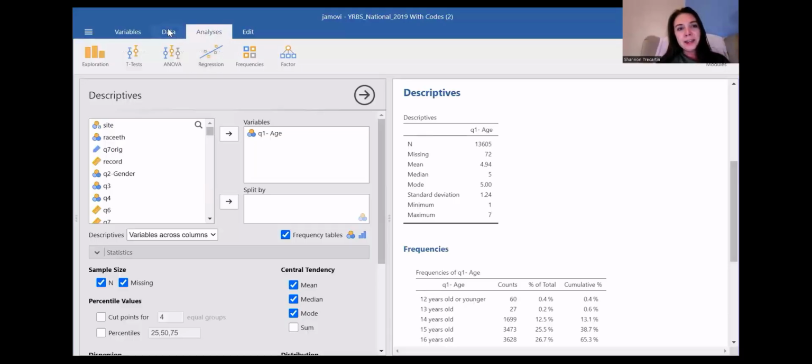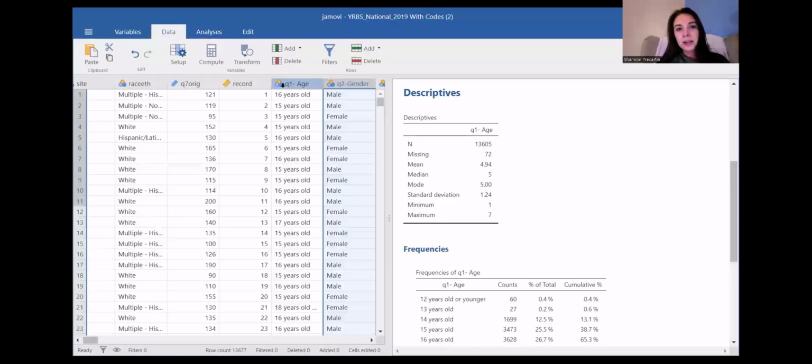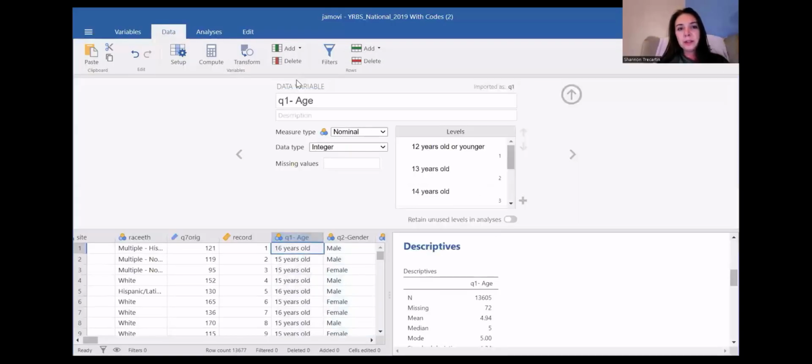And if I look at data, you can see this variable right here, Q1 age. That's when we're talking about it. If you click that, open it up, you can see 12 years old or younger, but right next to it, there's a number 1. You can see 13 years old is a 2, 14 is a 3, 15 is a 4, 16 is a 5, 17 is a 6, 18 is a 7, right?